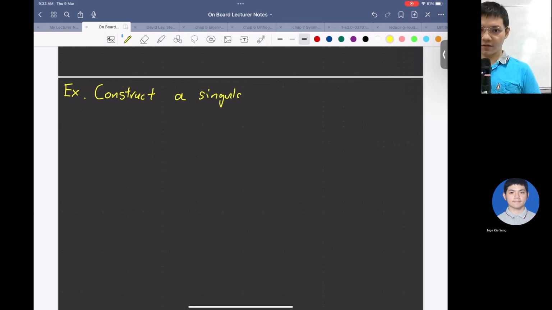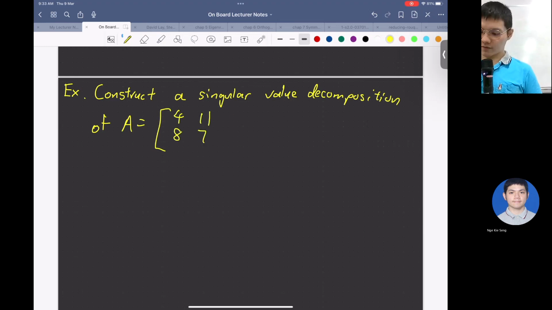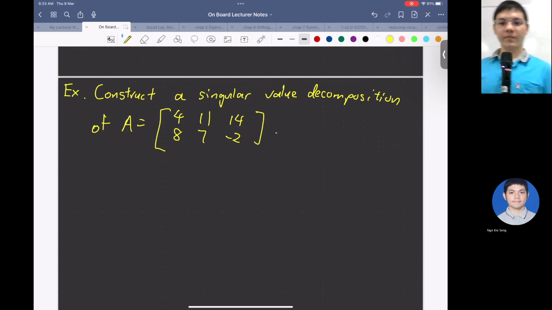Example: construct the singular value decomposition of a matrix 4, 8, 1, 1, 7, 14, -2. So you need V_i, and you need the singular values.